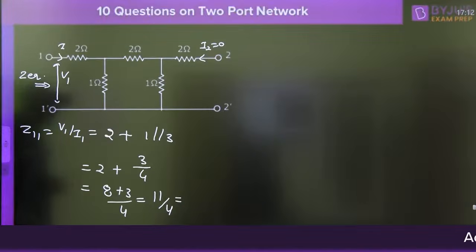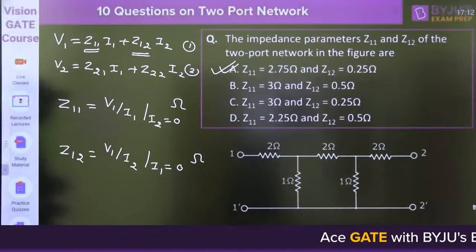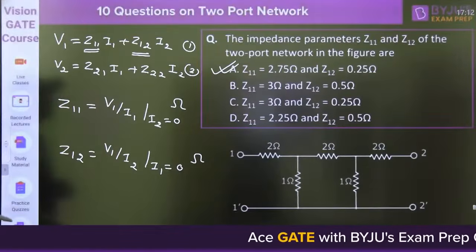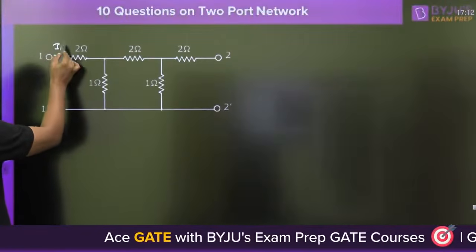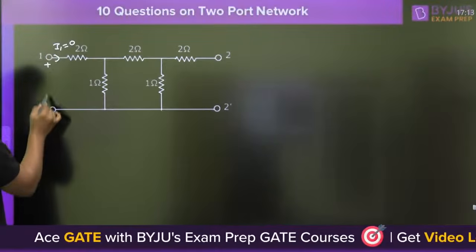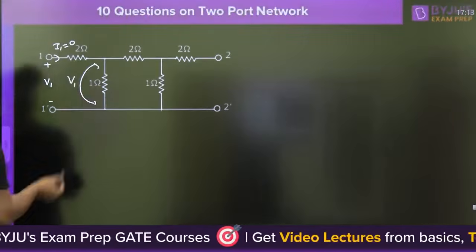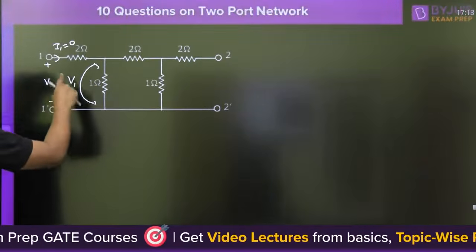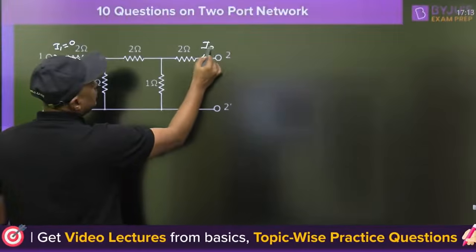Now what is the another thing? Another one is Z12, which is V1 by I2 when I1 is equal to 0. Watch this. When I1 is 0, what is the current here? 0. If this voltage is V1, so what is this voltage? It is V1. Why V1? Because there is no drop across the 2 ohm resistor. And this current is I2.